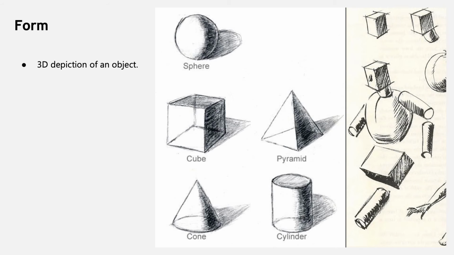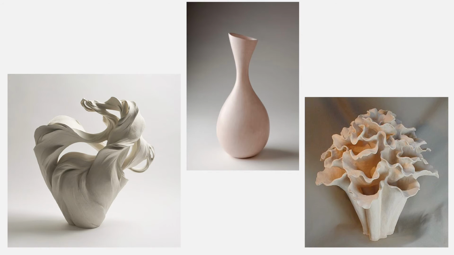And then on this next slide here are a few examples of some organic forms. Similar to shape, it does not have to be this clear-cut shape like a square or like a cube, but here are more flowing organic forms done in ceramics.